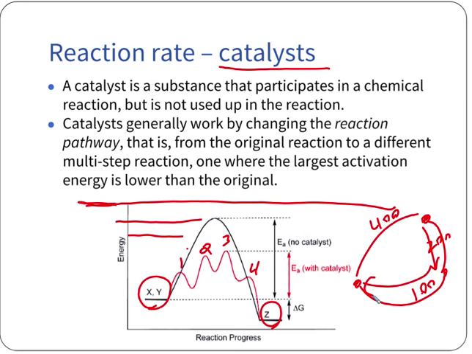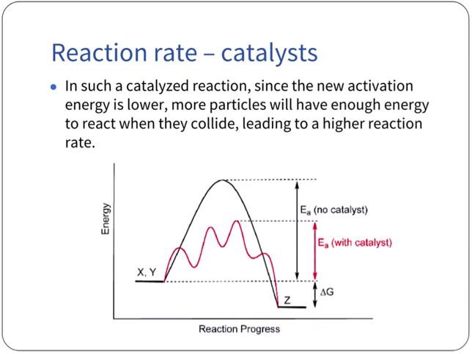And the same way, by taking multiple steps, if you do it right, by adding a catalyst, you can end up with a lower activation energy, make it easier for the particles to get over that activation energy hump, and so therefore more particles react, and so therefore the reaction rate ends up being higher. And that's really what we're talking about here. New activation energy is lower, more particles have enough energy to react when they collide, and this leads to a higher reaction rate.